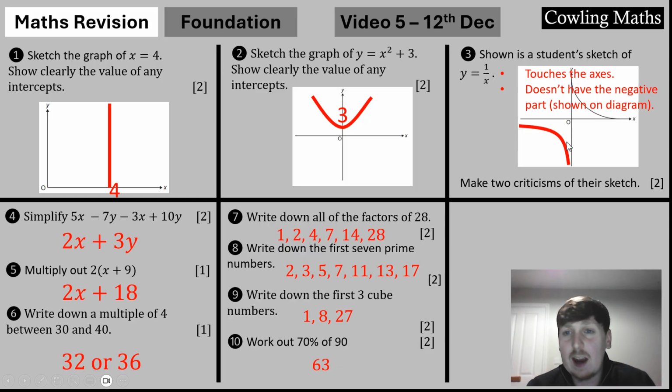And the other thing, I've put in the negative part of that diagram. So this is the positive part of this reciprocal graph, and you need the negative part as well. So 1 mark for each of those points.